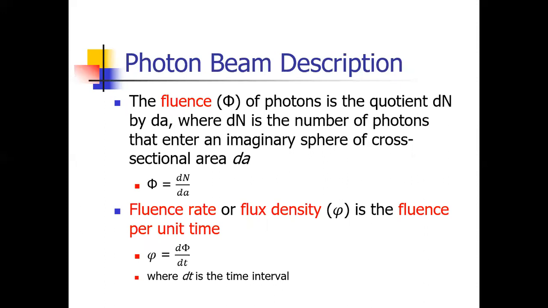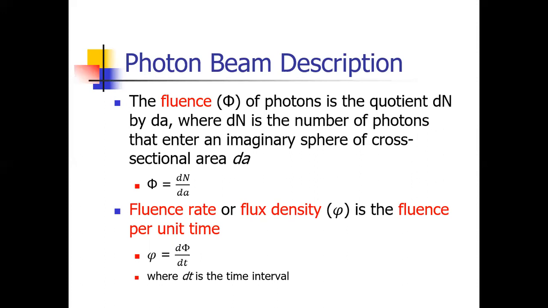Fluence. The fluence of photons is the quotient of the change in the number of photons going through by the change in the area. Normally that's represented by a capital Phi. So basically, the change in the number coming through divided by the change in the area. Now, for those of you that have not had calculus, this is what it is referring to.